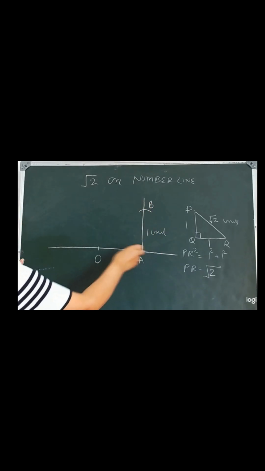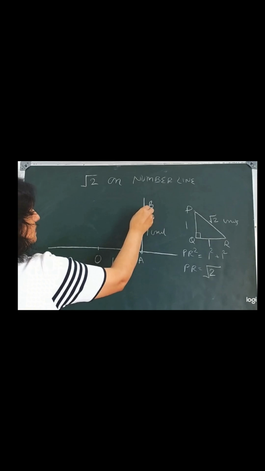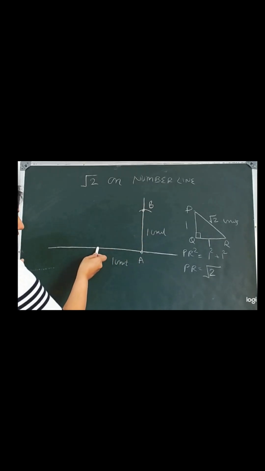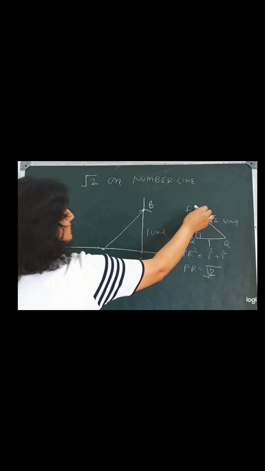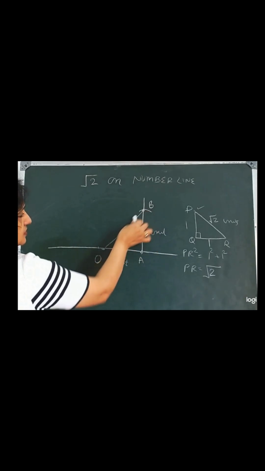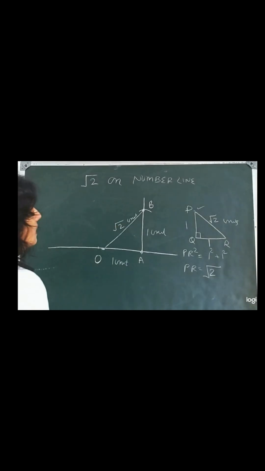So this is the perpendicular and this is the base. Now join this point with origin. So as I showed you here, this hypotenuse, if this is 1 unit, this is 1 unit, so hypotenuse is going here root 2 unit.